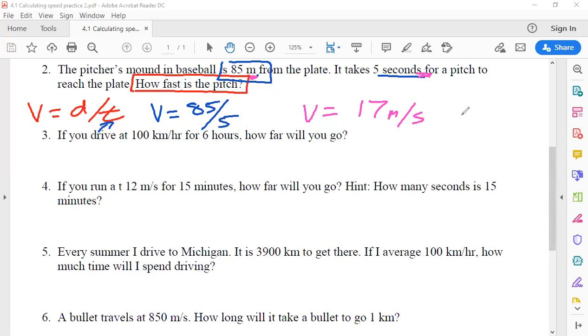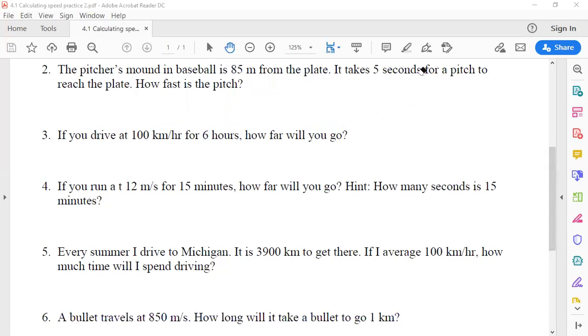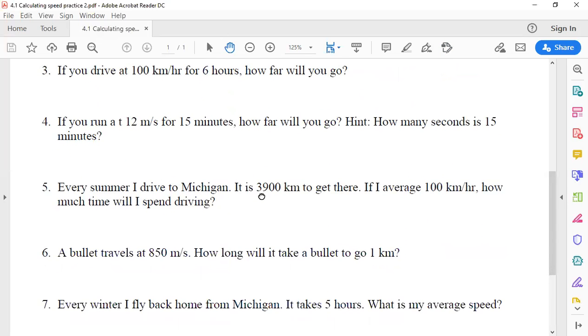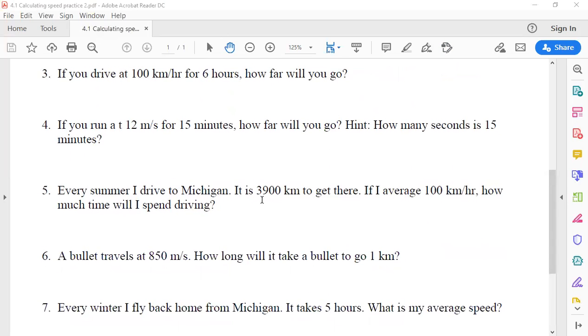All right. Problem number 3 gives us a new question. Clear all this out of the way so I'm not thinking about it. Scroll down a little bit. Problem number 3 asks us, how far will you go? So if you drive 100 kilometers an hour for 6 hours, how far will you go? How far is my question?